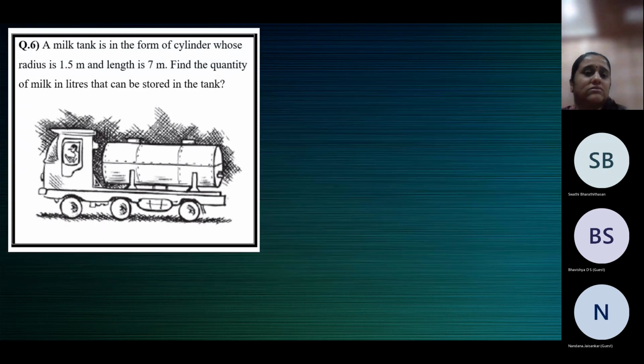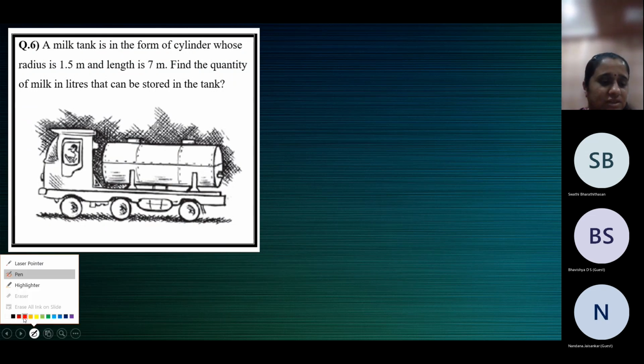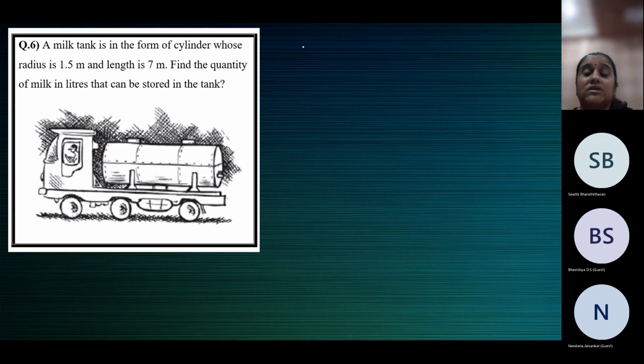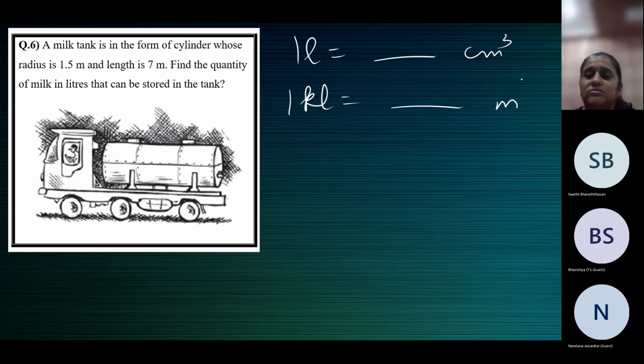Yes, children. Now tell me the conversion, children. What is the relationship between centimeter cubed and liter? 1 liter is equal to how many centimeter cubed? And 1 kiloliter is equal to how many meter cubed?